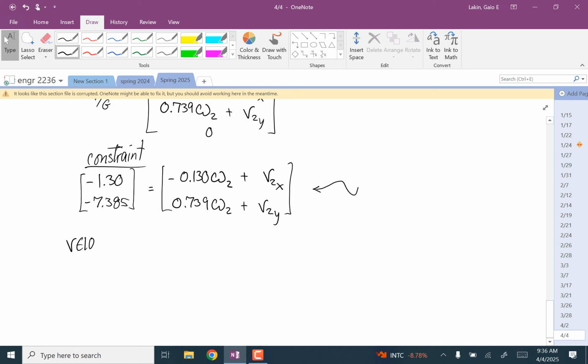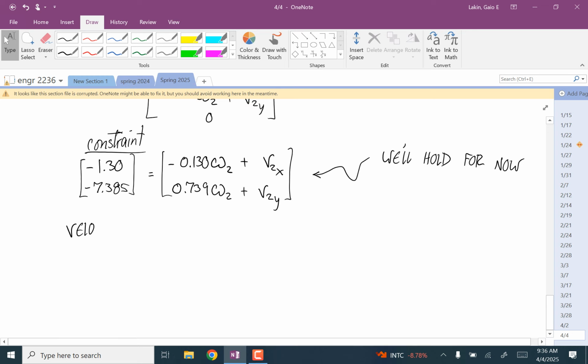So we'll hold these for now. And we're just going to keep moving on. Go to the velocity constraint at C.